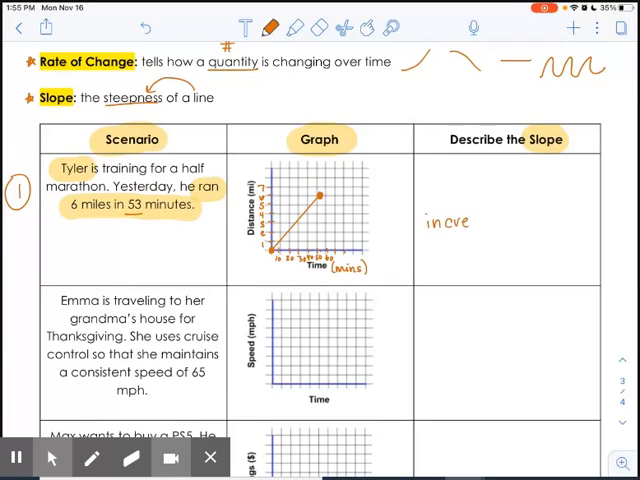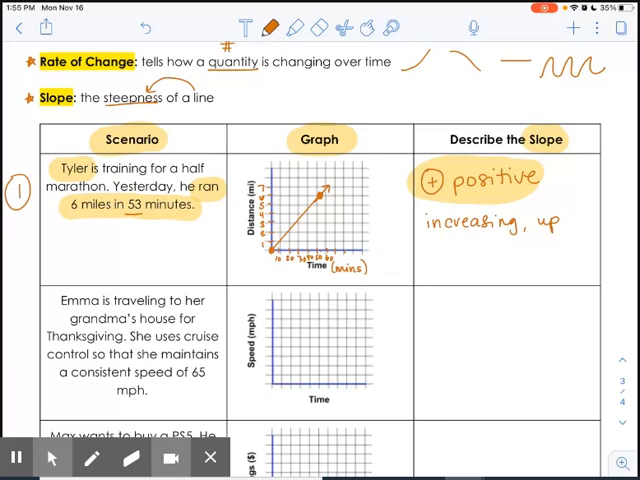It's increasing. Increasing means it's going up, right? And if we have a line that is increasing or moving up, if we're reading it from left to right, we say that this has a positive slope. So you definitely need to have that written down. So that is slope option number 1, positive.